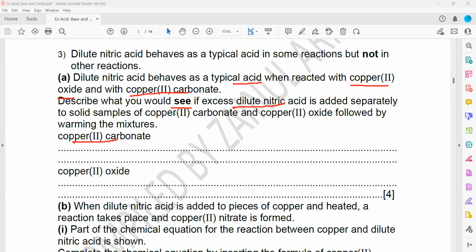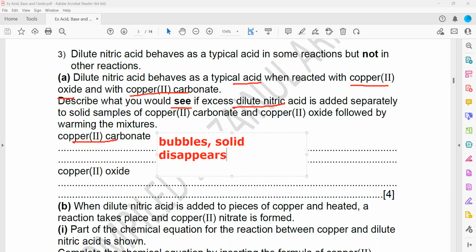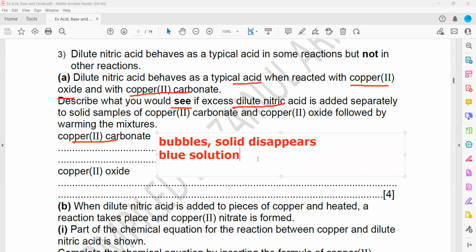For copper(II) carbonate, there are three observations similar to what we discussed in the first part. There will be bubbles, the solid will disappear, and there will be a color change, or it will form a colored solution. Bubbles, the solid will disappear and it will form a blue solution, or you can also mention a colored solution. Because copper(II) carbonate reacts with nitric acid to give copper nitrate plus carbon dioxide plus water. Copper nitrate, again, will be a blue solution or a colored solution.